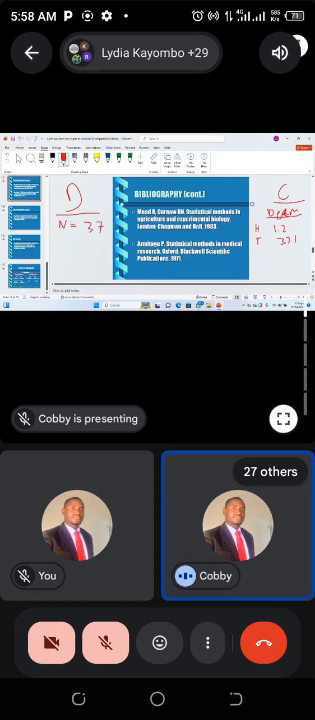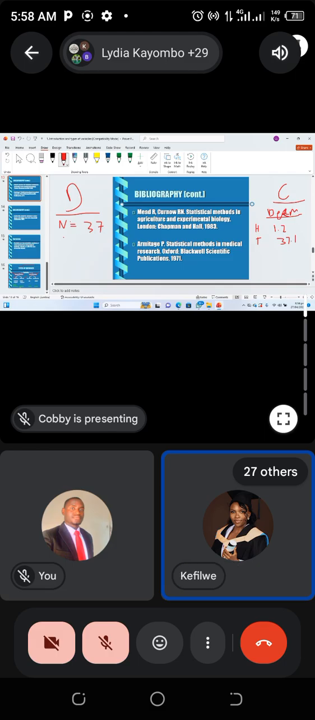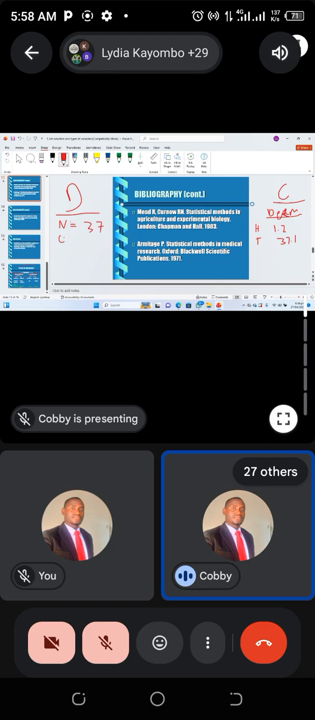What other discrete variables can we give? Gravidity. Sorry? We can also have parity, the number of children one has. The number of children, yes. So you can have maybe 5 children. You can never have 5.1. That is the gist.